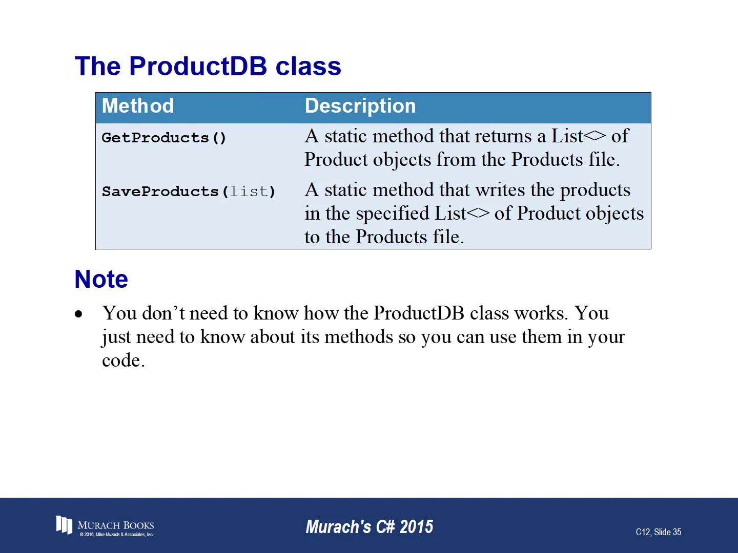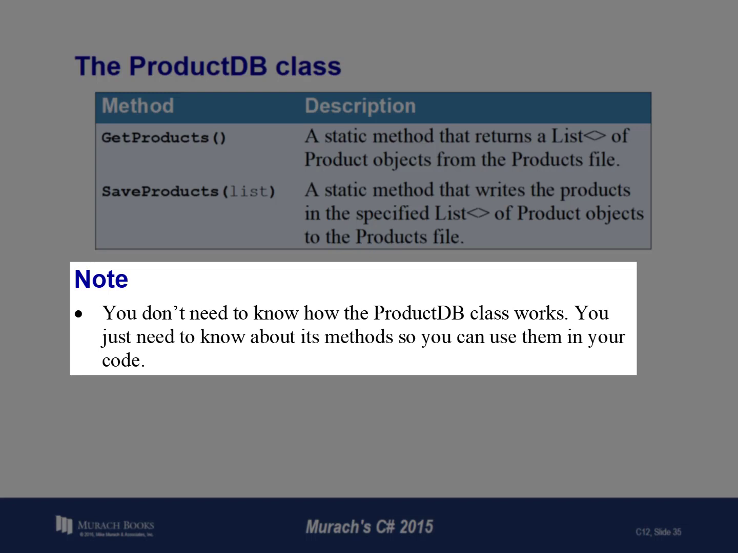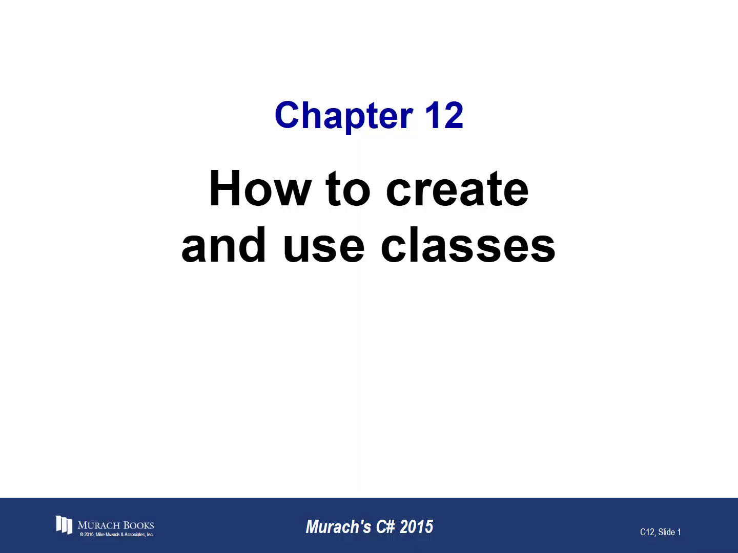We're not going to get into the details of how the ProductDB class works. And the good news is, it doesn't matter whether you understand the inner workings of the class. You simply have to be able to use GetProducts or SaveProducts, just like we've been using a variety of built-in methods all semester long without really understanding what C# is doing behind the scenes. In the next few videos, we will work through creating the product maintenance forms that use our Product class, our Validator class, and our database class.